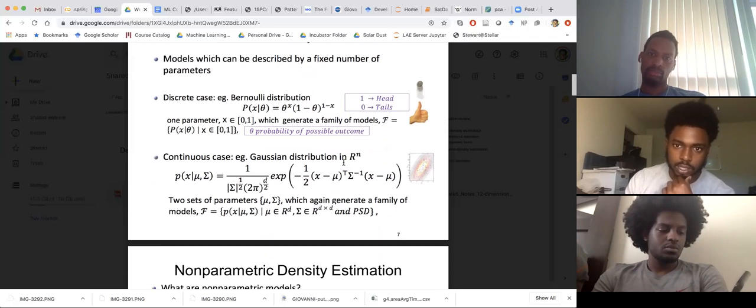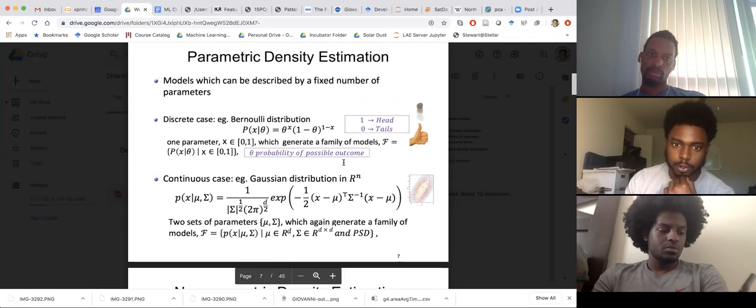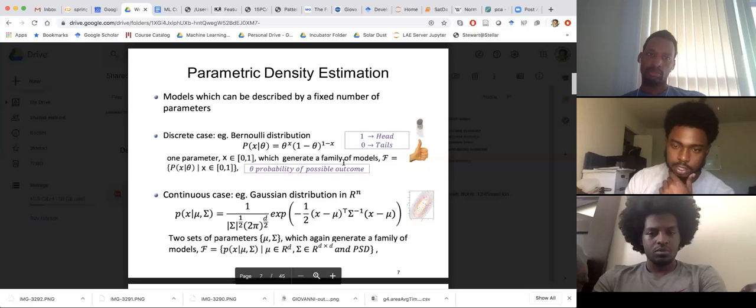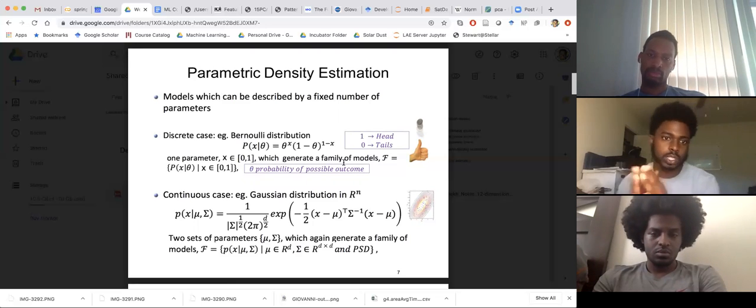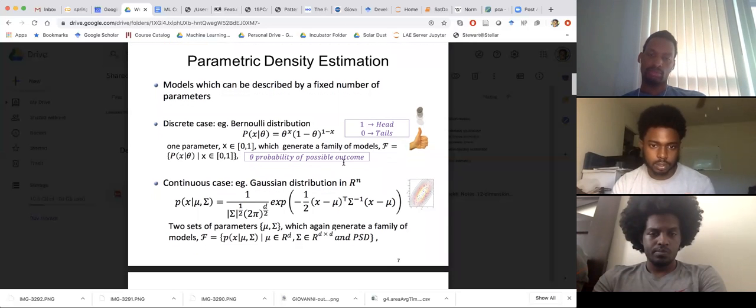So parametric density estimation uses models which can be described by a fixed number of parameters. Again, this is stuff that I'm a little bit less familiar with, but essentially we can use a single distribution to describe the density of these variables.